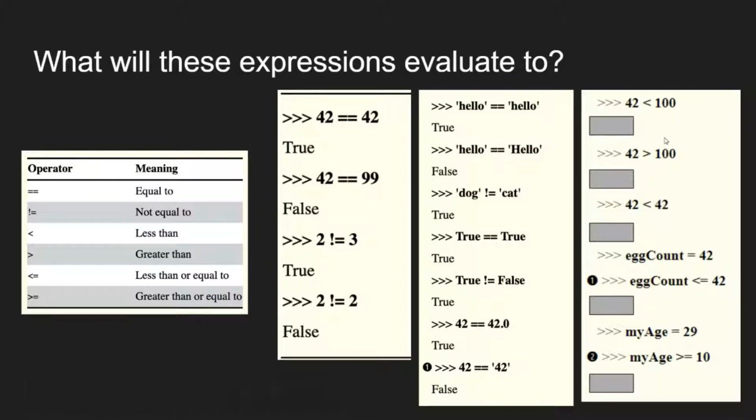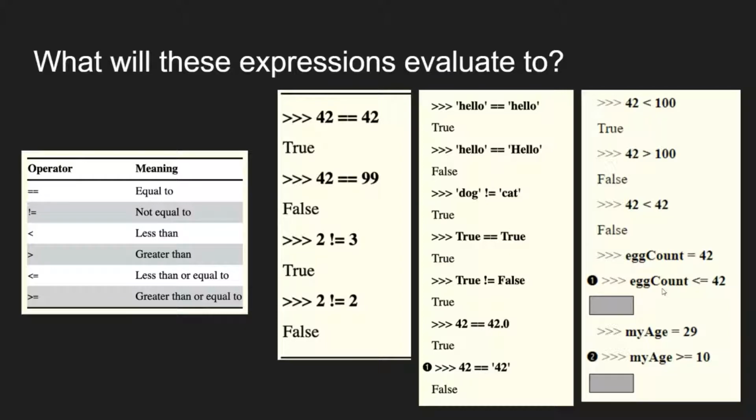Now if we go to the relational ones over here, so 42 is less than 100, that's true, but 42 is greater than 100, this evaluates to false. Now 42 is less than 42, this also evaluates to false.